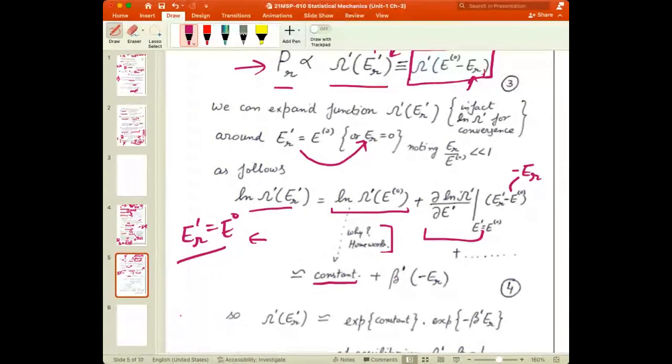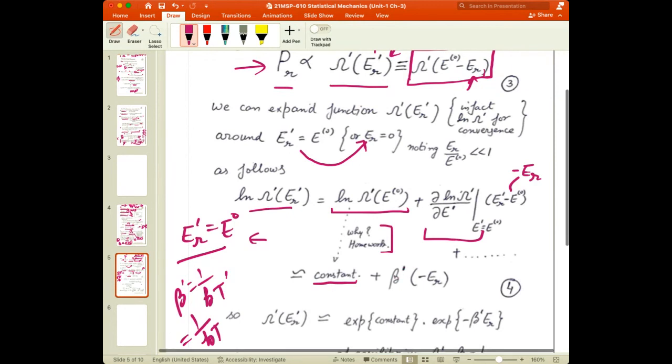And by the way, beta prime, which is nothing but 1 upon kT prime, will be equal to basically 1 by kT, right? Because my system is in equilibrium with the heat reservoir. So we can in fact replace this beta prime with beta also.